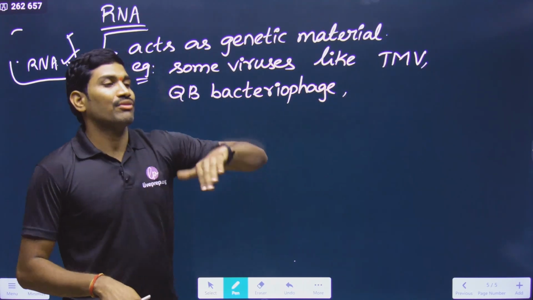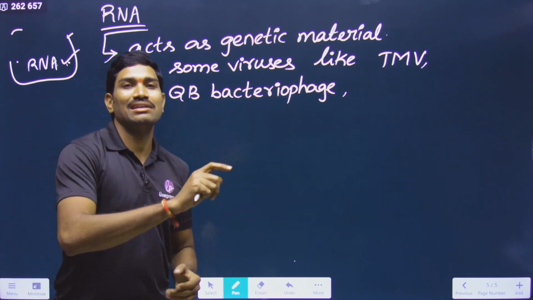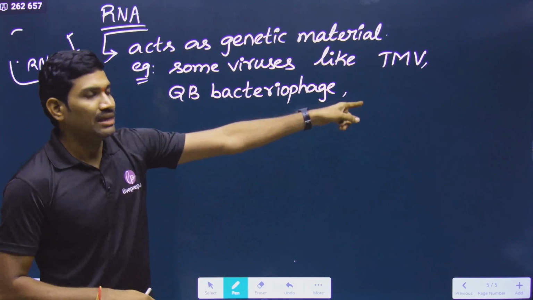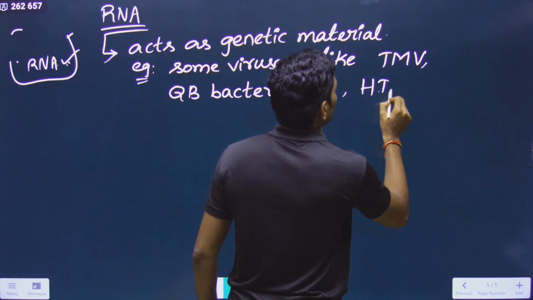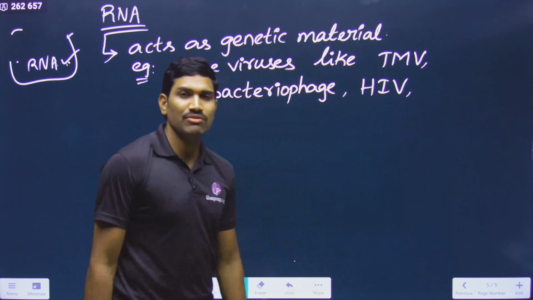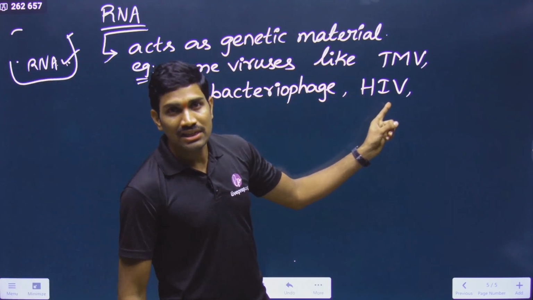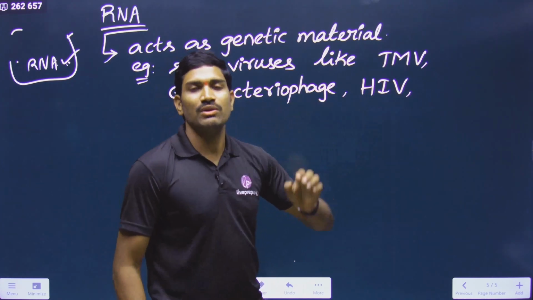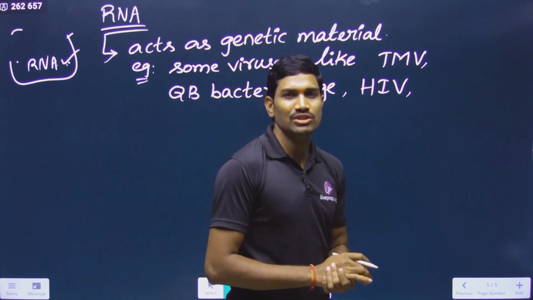Plus, from another chapter we are taking one more example. What is that chapter? Human health and diseases. In class 12th, there is another chapter called human health and diseases. And there they have given one very important virus that is called HIV. What is the full form of HIV? Human immunodeficiency virus. What is the disease caused by this? AIDS, acquired immunodeficiency syndrome.